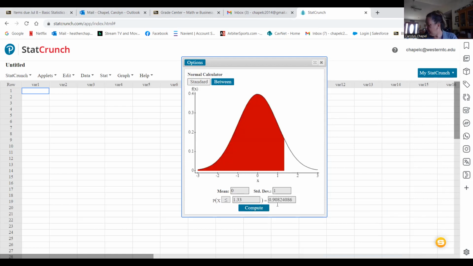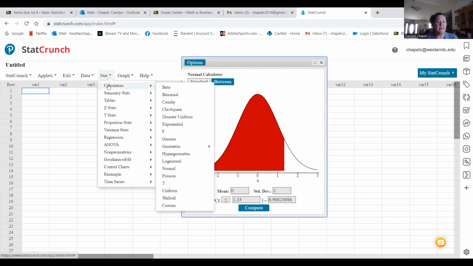And you'll notice we do get a lot more digits than the calculator or the table gave us. So 0.9082 is what we had. Notice it also draws a nice picture for us showing that red. Okay, so using StatCrunch again, we went to Stats, Calculators, Normal, which brings up this table here.